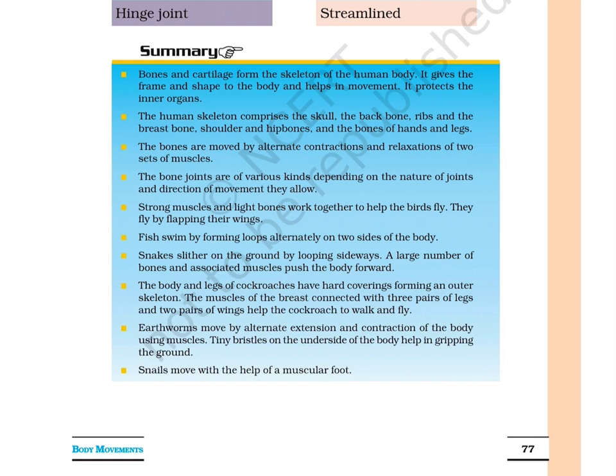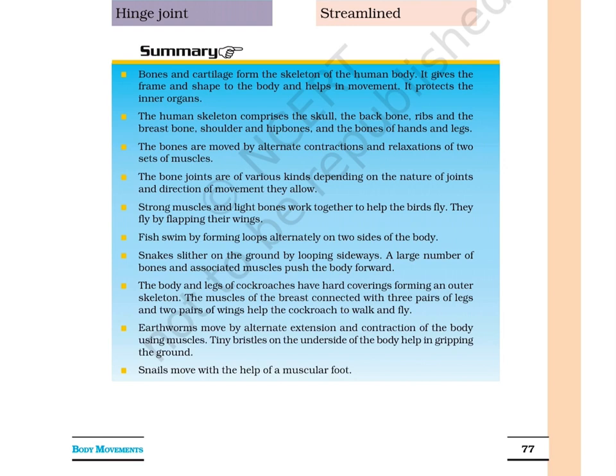The body and legs of cockroaches have hard coverings forming an outer skeleton. The muscles of the breast connected with 3 pairs of legs and 2 pairs of wings help the cockroach to walk and fly. Earthworms move by alternate extension and contraction of the body using muscles. Tiny bristles on the underside of the body help in gripping the ground. Snails move with the help of a muscular foot.